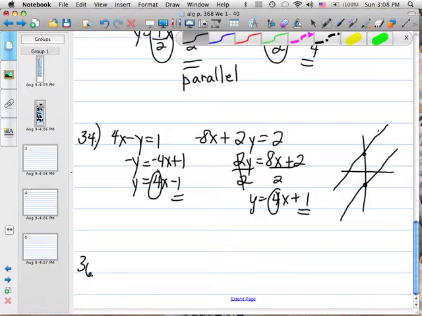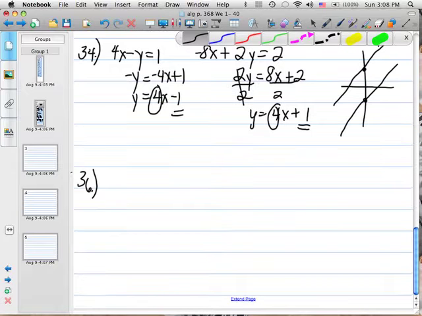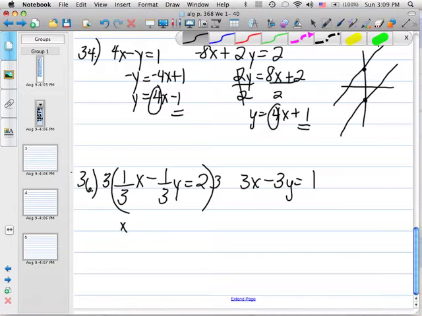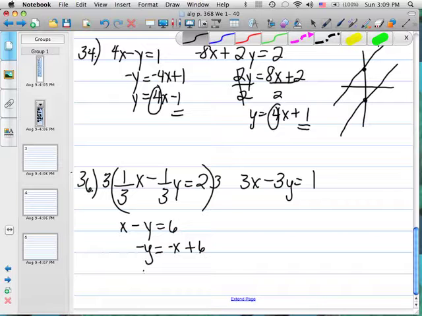Number 36, we have 1/3 x minus 1/3 y equals 2, and 3x minus 3y equals 1. I'm going to multiply this one by 3 to get rid of the fractions. So I have x minus y equals 6. Subtract x from both sides, I get negative y equals negative x plus 6. Multiply by -1 to get that to be positive y, and I get y equals x minus 6.